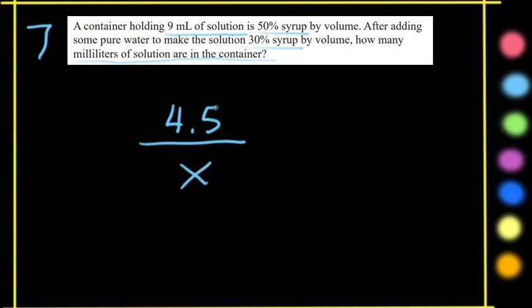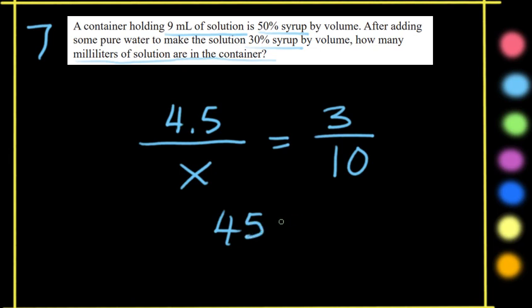If I take that 4.5 milliliters of syrup and divide by the total number of milliliters at the end, that's going to give me 3/10, or 30% is 3/10. And so this one's not too bad. You can just cross multiply here. 4.5 times 10 is 45. And we can set that equal to the multiplication in the other direction, which is 3x. And so this one just says that x equals 15.